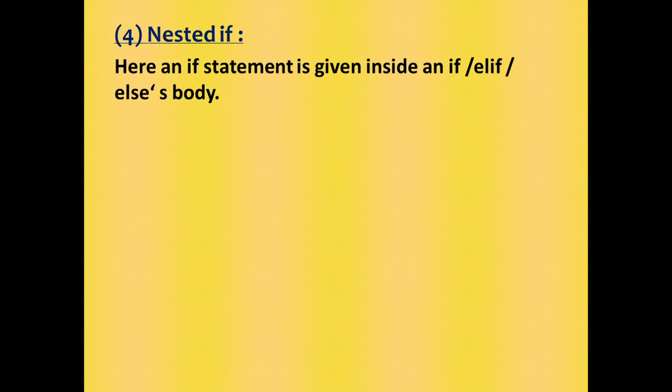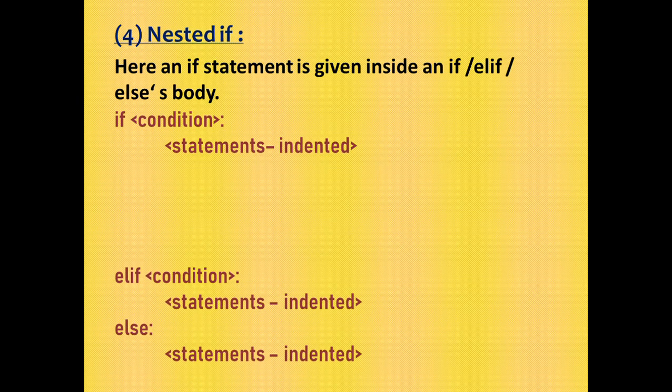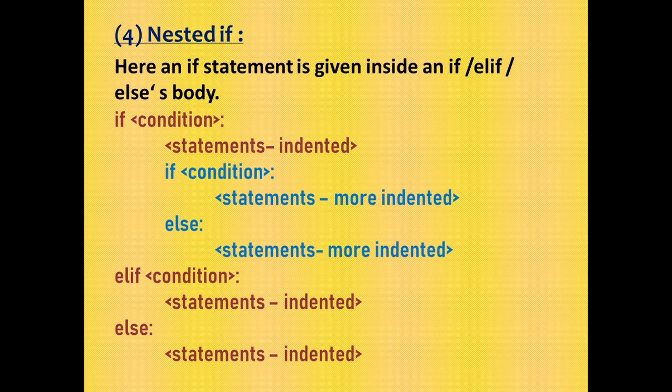The fourth form of the if statement is nested if. What is nested? Something within the other. That is called nested in programming languages. So we can say one if statement can be given inside an if block or an elif block or an else block. See the general syntax here. If condition colon statements indented, elif condition colon statements indented, else colon statements indented. This you already know. Now I am going to nest another if else block within the if block.